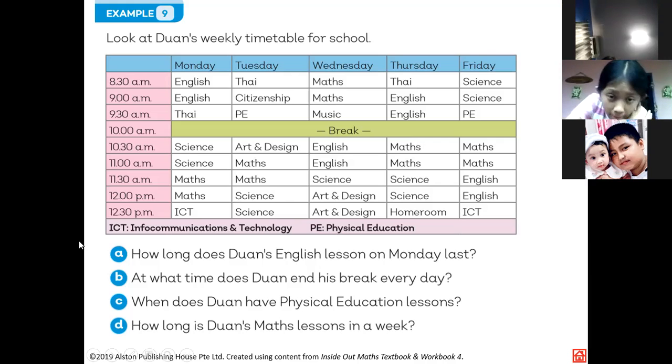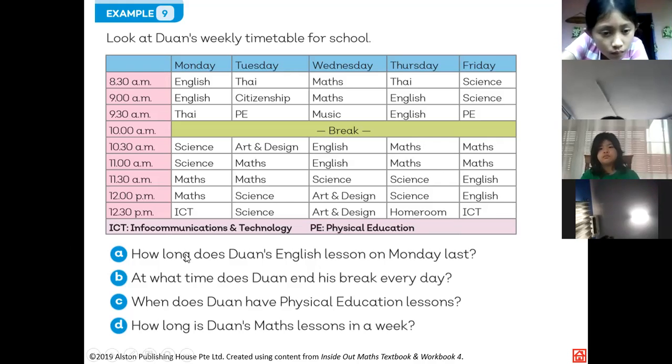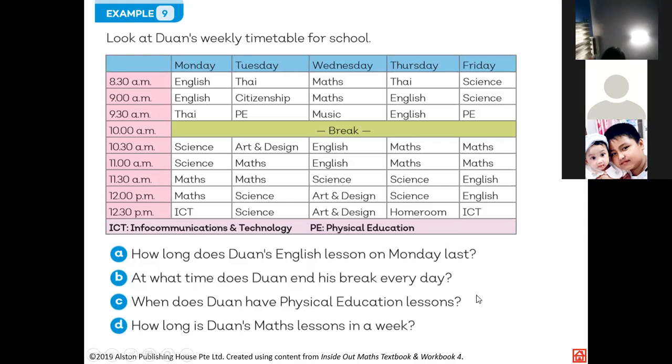Letter C, Quang Thu. Can you read letter C? Must one have physical education? Okay, very good. Letter D, what about GAM? Letter D, GAM.